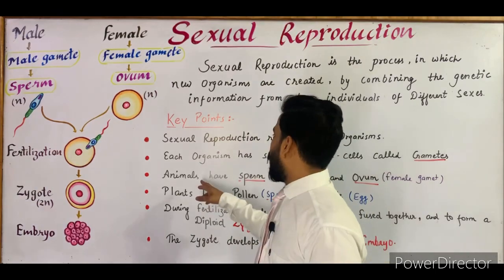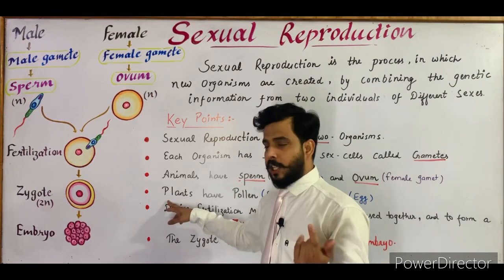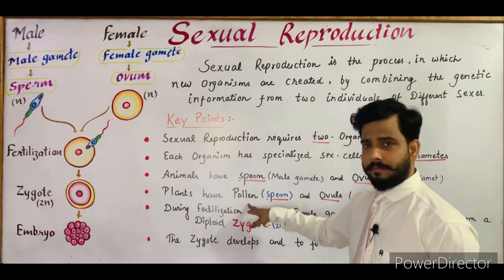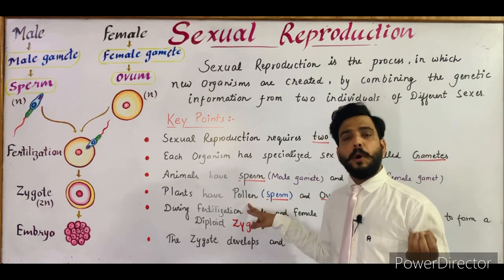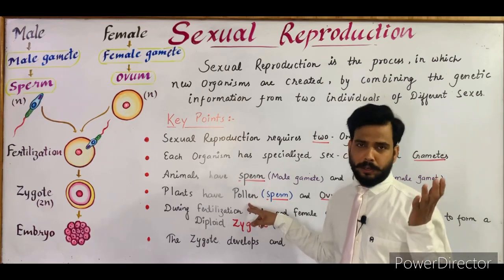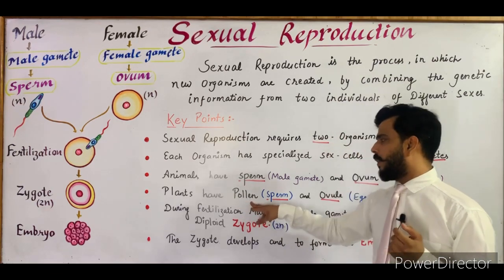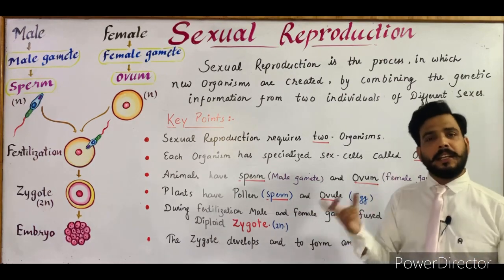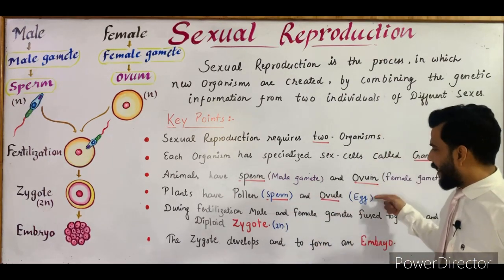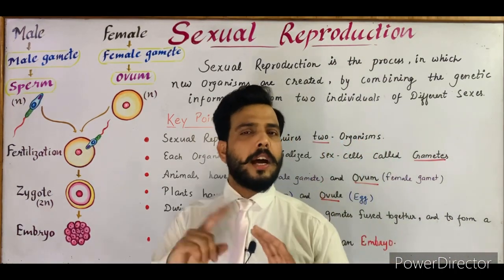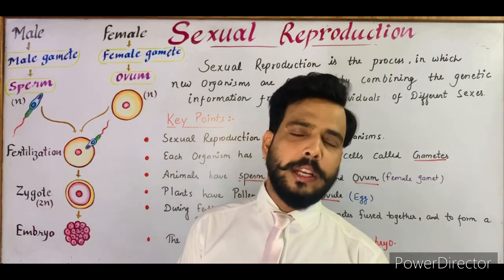Now in case of plants, and generally in case of higher plants, the pollen grains are the male gametes, which are produced inside the stamen of the androecium. These are the pollen grains, also known as sperm, and the ovule, which is found inside the gynoecium, the ovule or egg, is the female gamete. So in plants, the pollen grains are the male gamete, while the ovule is the female gamete.